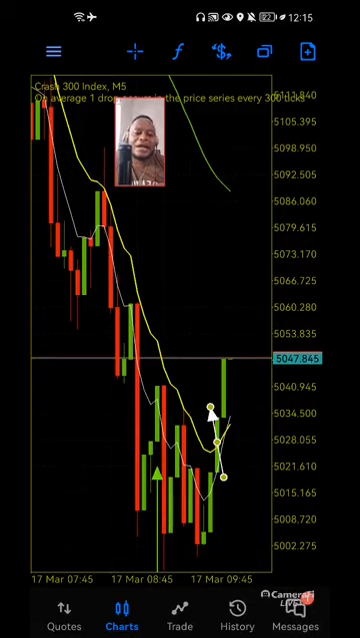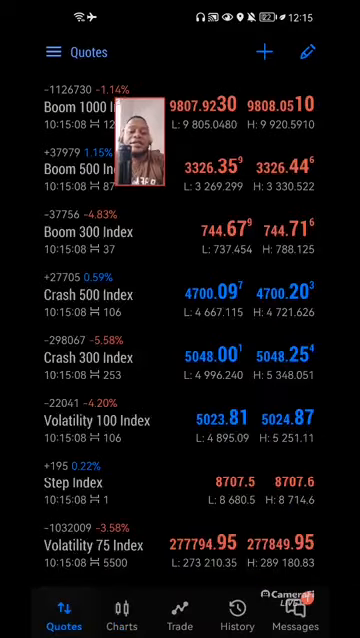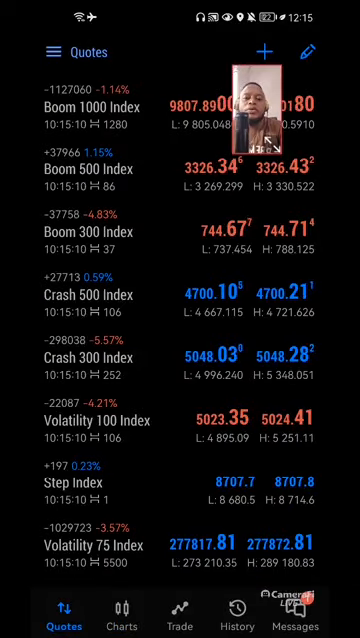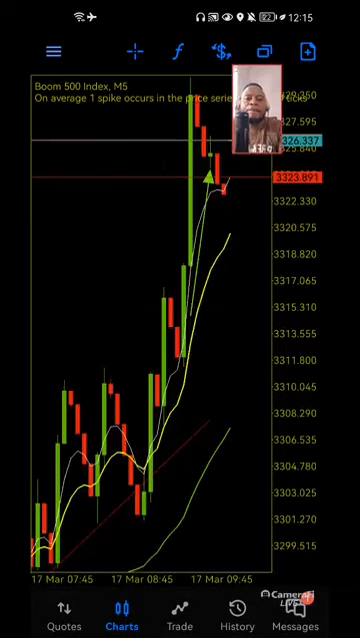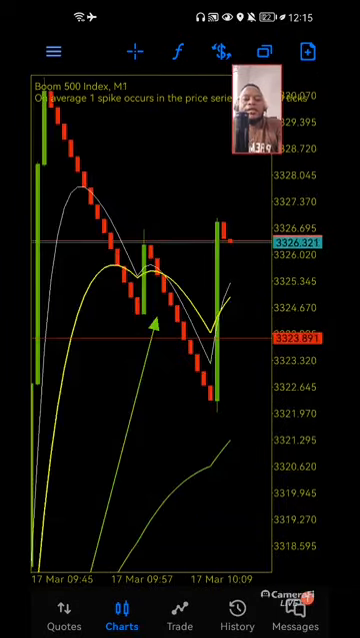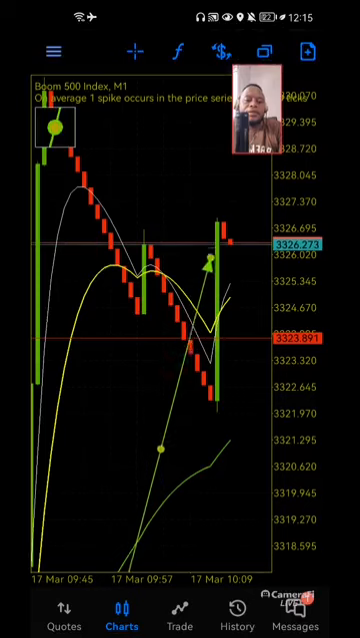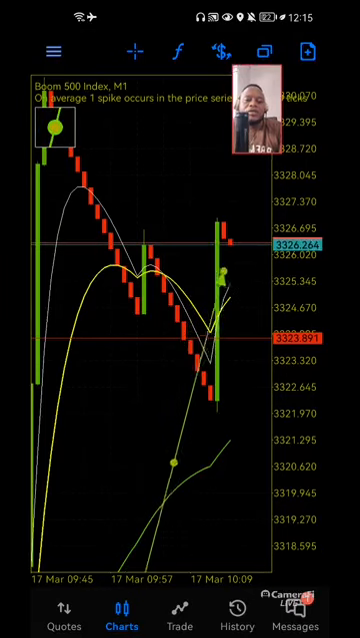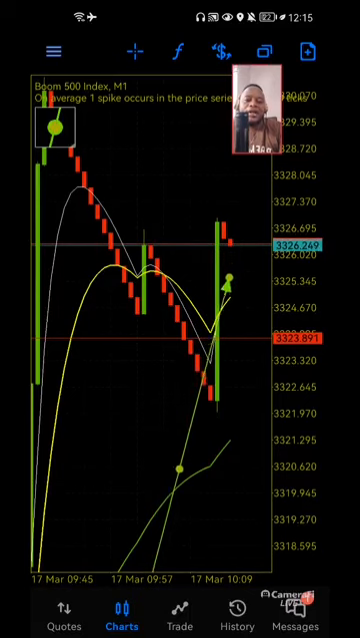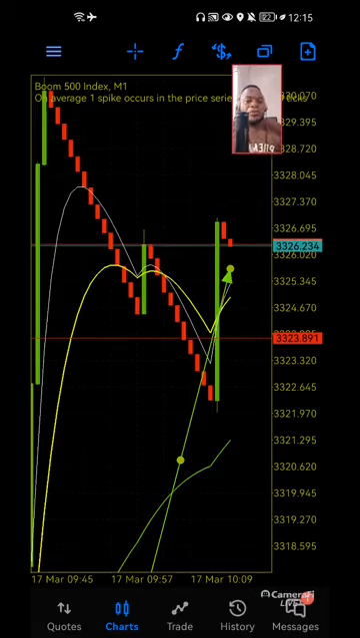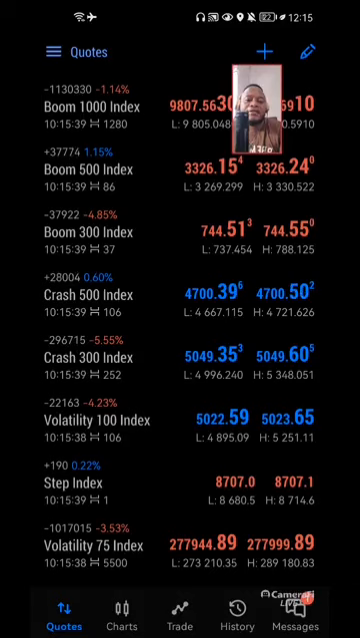So big accounts, you are out on crash 300. You are going to wait until we get a signal. Let's go to boom 500. Boom 500, where are we? Okay, boom 500, here we are. Do we still have a signal? Yellow line. As we approach this yellow line coming down, we place a buy there. Okay, so we are on boom 500. Let's check that V75.